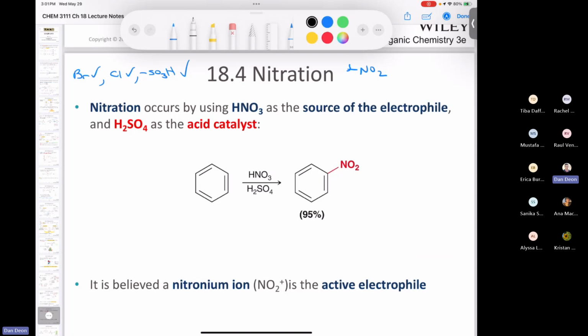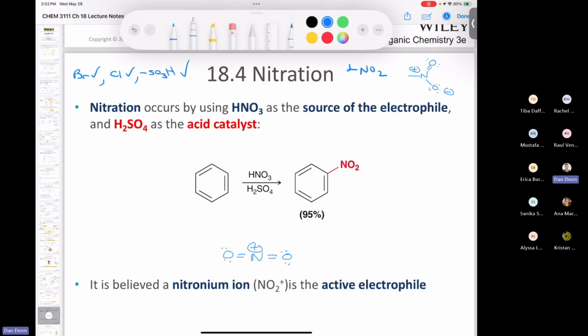Please remember that the Lewis structure of a nitro looks like this. It's actually a zwitterion where you have a negative charge on one of the oxygens and a positive charge on the nitrogen, right? But +1 and -1 balance out, so it gives you overall a neutral group. So nitration occurs by using nitric acid as the source of the electrophile and sulfuric acid as the acid catalyst. And it says here that it's believed that the nitronium ion, NO2+, and we could draw the Lewis structure of this guy, this is called a nitronium ion. Okay, it's believed that this is the active electrophile.